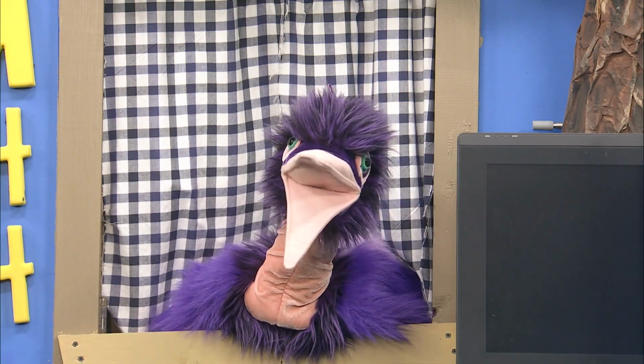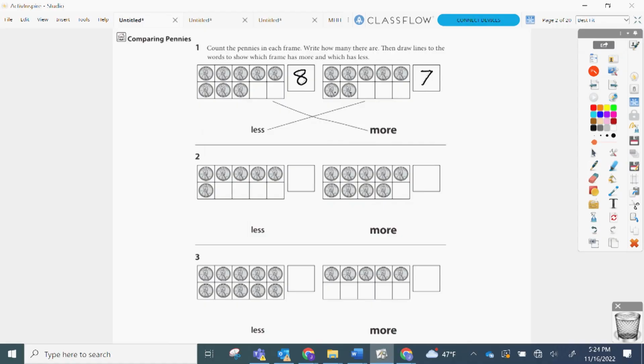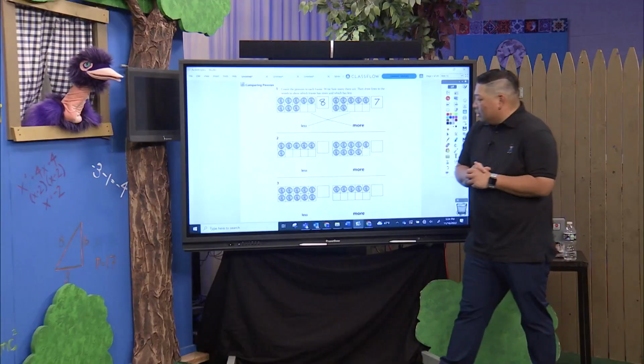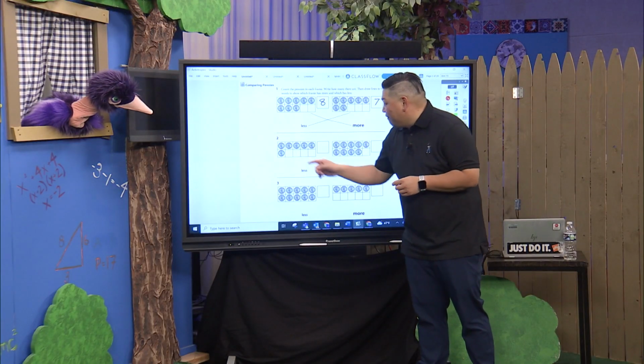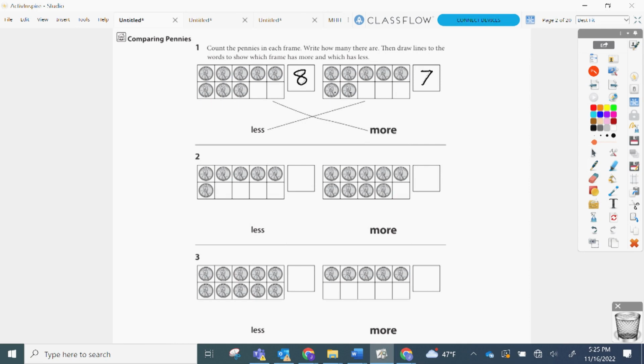So, for example, this is already done for us. So 8 is more than 7, and 7 is less. There we go. And someone already drew the lines. All right. So let's start with number 2. We have 5 in our top frame, so one more is 6.